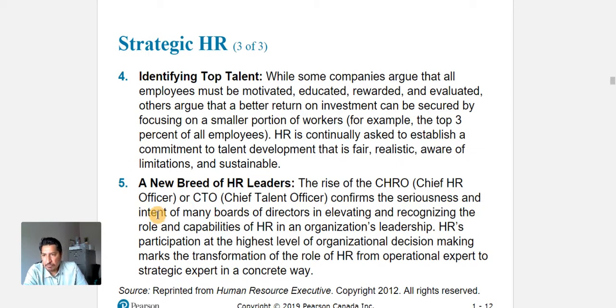A new breed, a new designation of human resource leaders. The rise of CHRO, Chief Human Resource Officer, or CTO, Chief Talent Officer, confirms the seriousness and intent of many boards of directors in elevating and recognizing the role and capabilities of human resource in an organization's leadership. So these are the strategic roles which human resource personnel keep evolving or keep doing.